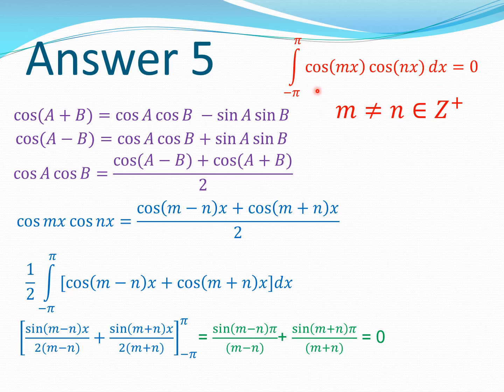You can immediately realize that if you need to get something like cos A into cos B, you need to extract a trigonometric equation here. And so we turn to the basic definitions of cos A plus B and cos A minus B. So cos A plus B is cos A cos B minus sin A sin B, and cos A minus B is cos A cos B plus sin A sin B. And I can see here that if I add these two, then the sine terms cancel out, and I am left with cos A cos B equals cos A minus B plus cos A plus B divided by 2. And so if I were to replace A by mx and B by nx, I get this equation here.